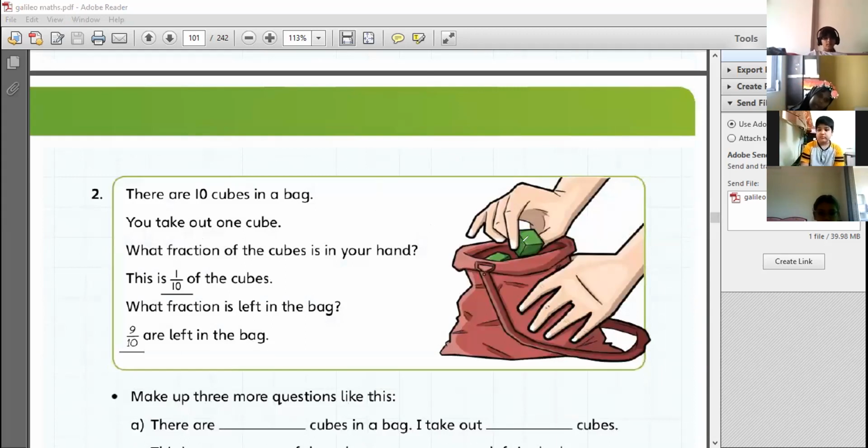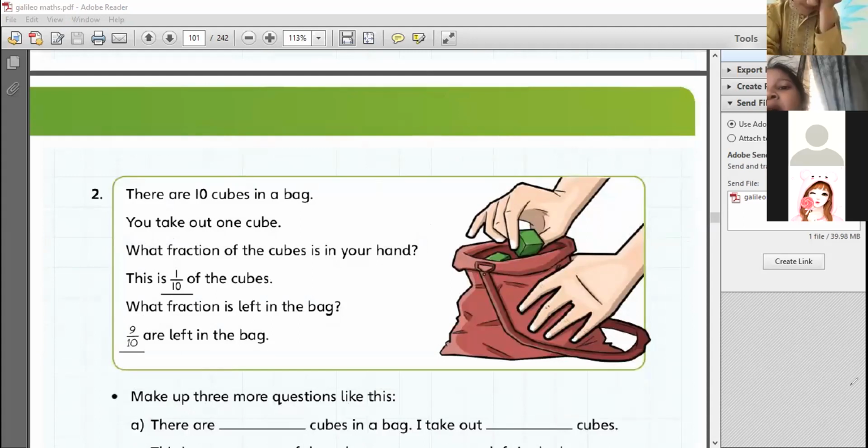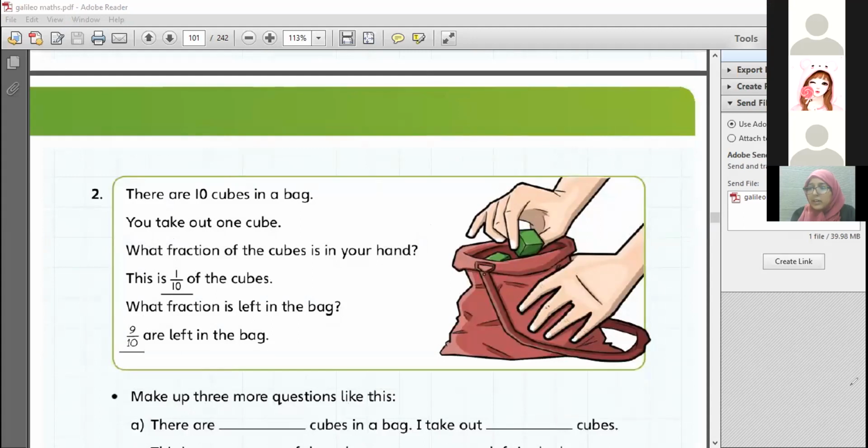The person removed only one cube. So he is having how many fraction? 1/10. And how much is left? Humaira will answer. How much is left, Humaira? Tell me. Humaira, are you there? Humaira, look. You just kept your camera off and went away. Ma'am, but let me get my pencil.